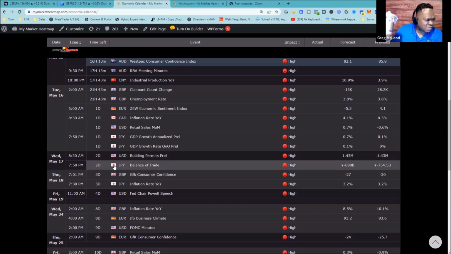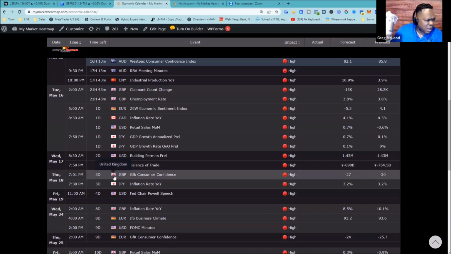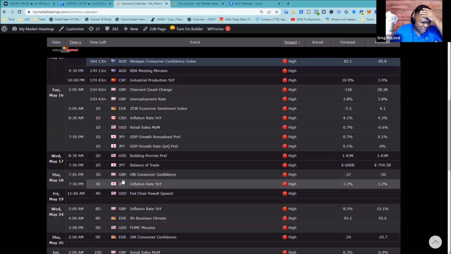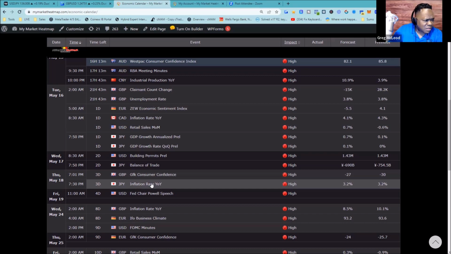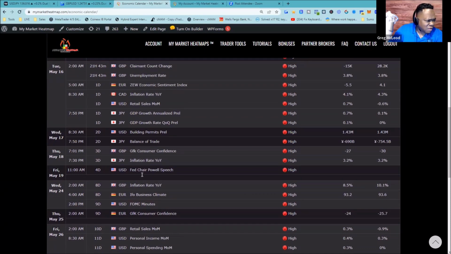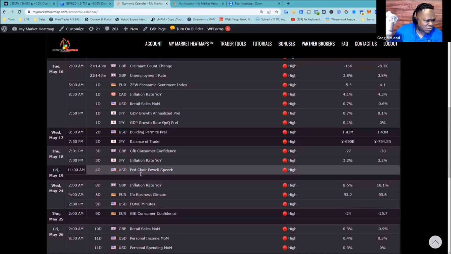Balance of trade, Japan, again, another piece of Japanese data. All they're going to do is print more yen. Okay. Thursday's kind of interesting because you have a 7 p.m. Asia session UK announcement being released, GFK consumer confidence, supposed to rise from -30 to -27, still negative, but releasing that data during Asia when UK markets are closed is interesting. Inflation rate out of Japan year on year, unchanged at 3.2%. Fed Chair Powell's speech on Friday is going to be very, very interesting.